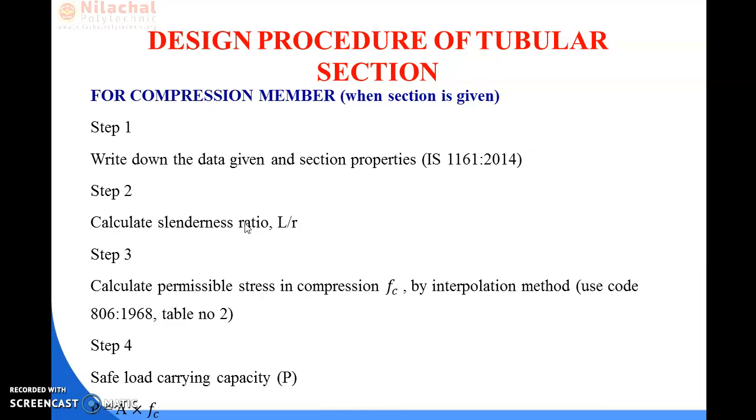Then in step 4 we have to calculate the safe load carrying capacity, denoted as P, by using the formula A into FC, where A is the cross-sectional area of the tubular section and FC is the permissible stress in compression. The A value you can get from IS 1161, where all the properties of the section are given. So in this way your compression member design is completed.